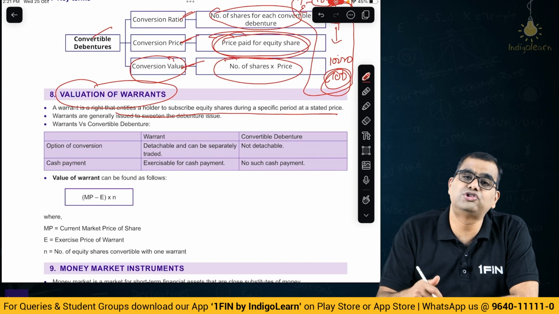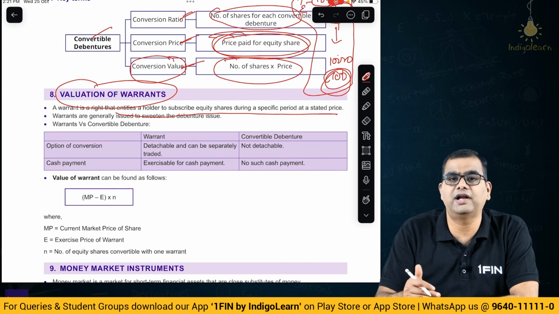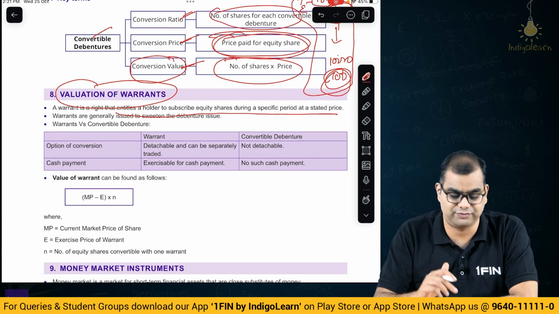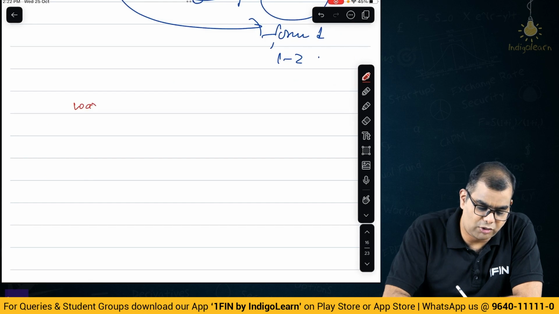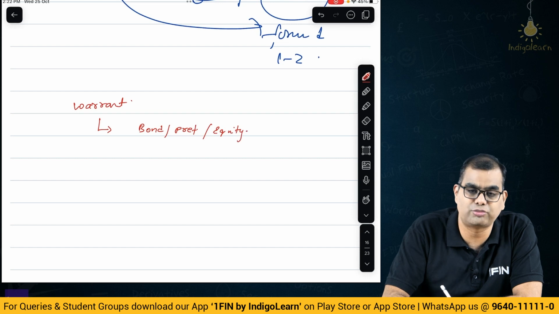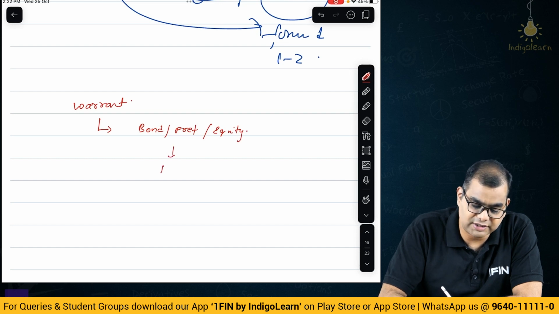Each bond gives you a warrant. The warrant allows you to subscribe to equity shares. So, what is that logic? Warrant. What is a warrant? You get a bond, or you get a preference share, or you are allotted an equity share. You are allotted an instrument. Along with this, there is something called as a warrant.